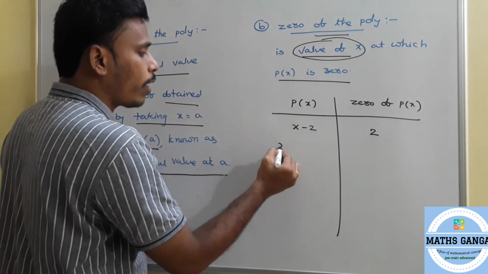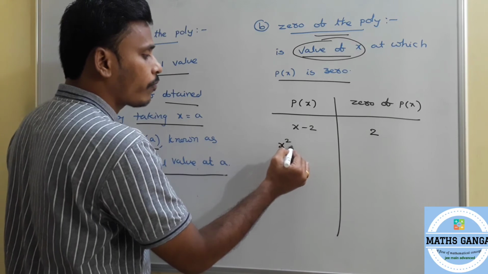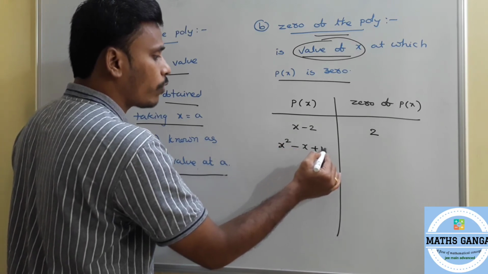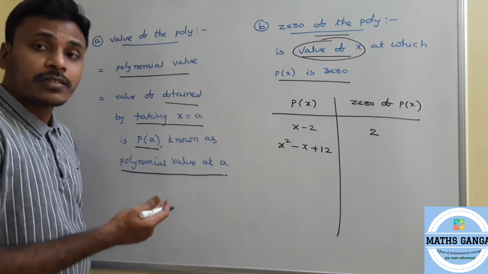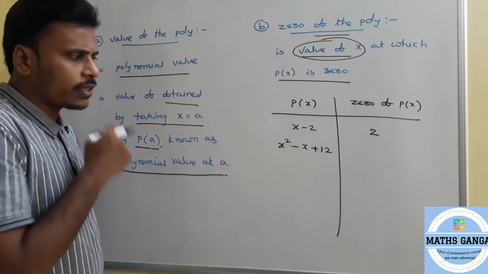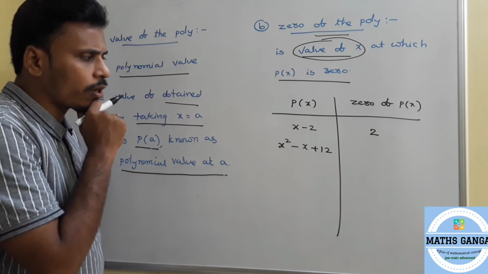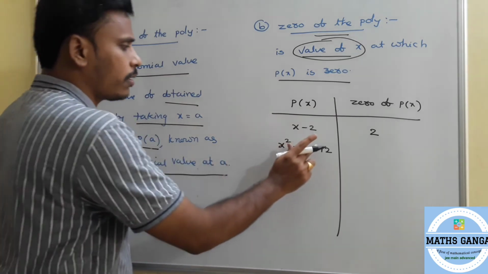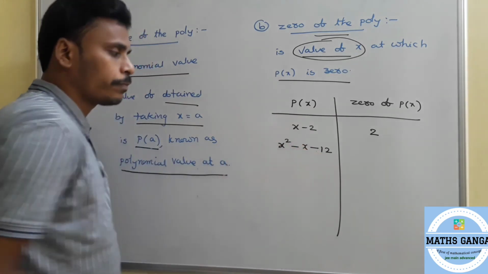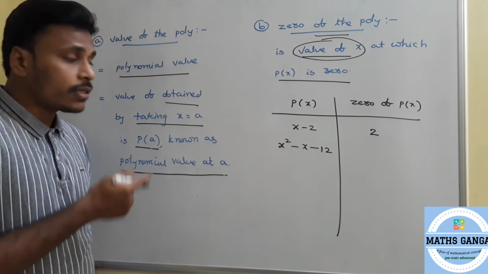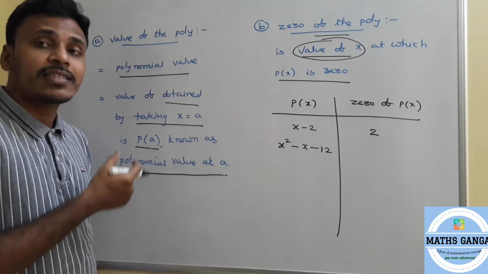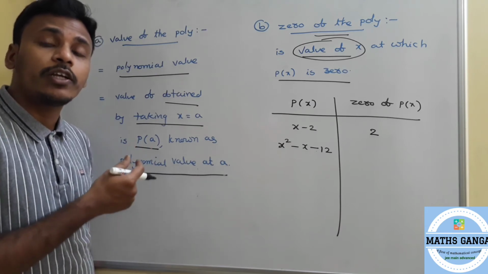For suppose I gave you this, x square minus x plus 12, if this is my polynomial, see what are the zeros? Just think about it. Okay, just a minute. Use that minus 12: x square minus x minus 12. Okay, then what will happen? See, it can be factorized as x minus 4 into x plus 3.